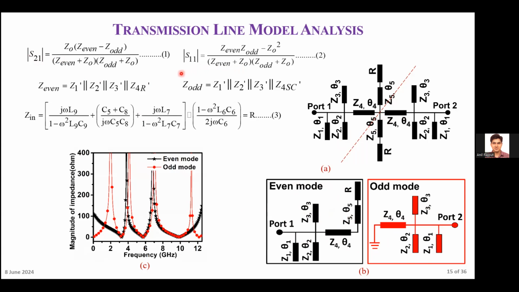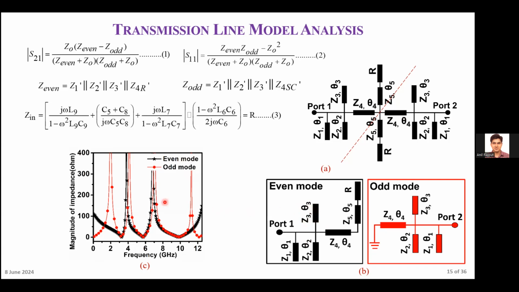S parameters. So like here, if we calculate the input impedance at this edge, and then this impedance and this impedance, these four lines are in parallel, okay, to calculate the even mode impedance. Clear? So here, Z3 shows the characteristic impedance of that line, and theta 3 shows the electrical length of this stub or line.